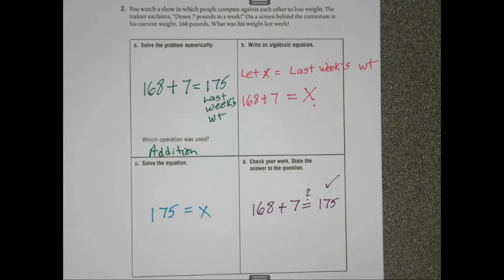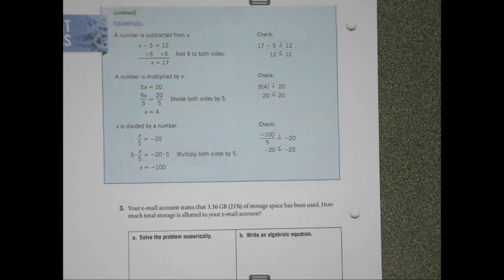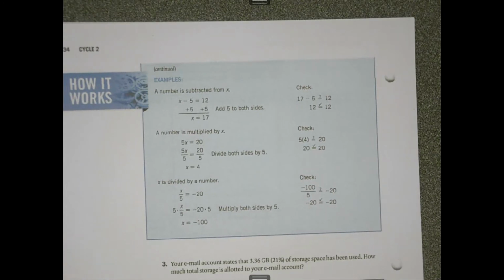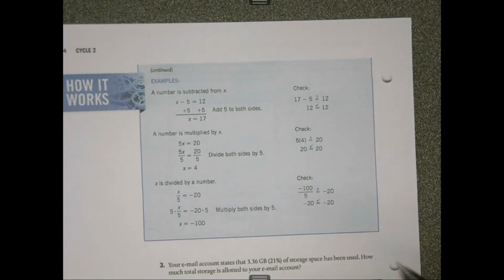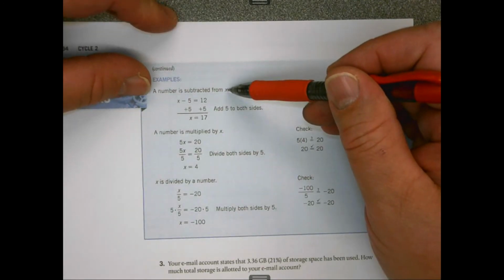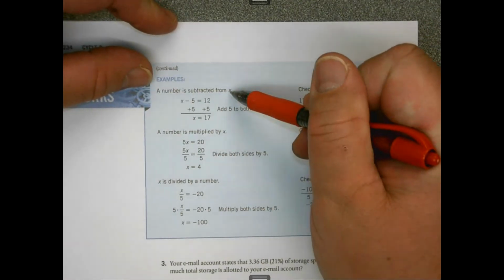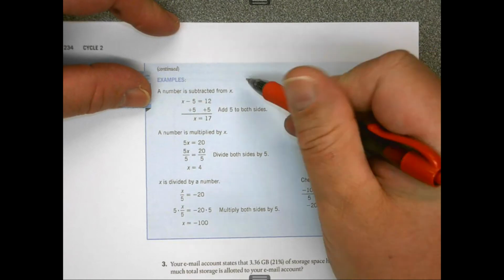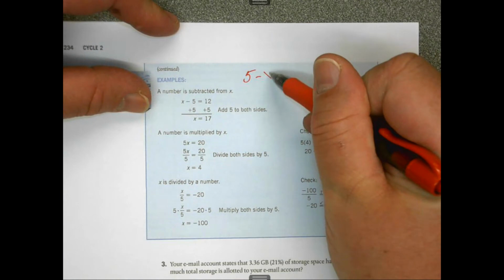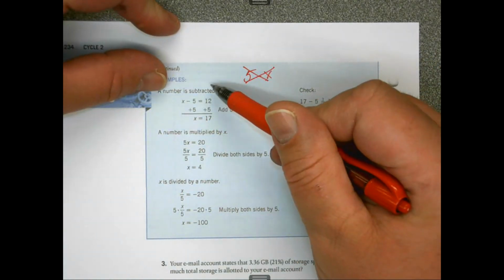This box here tells us these are English word phrases, and they're showing you what they mean. A number that is subtracted from x. Please be careful. They're using 5, so it's not 5 minus x. That's wrong. It's x, a number is subtracted from x. So we got x minus 5. 5 is the number being subtracted from x. Don't do 5 minus x.